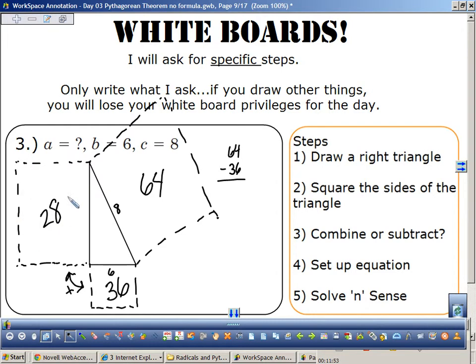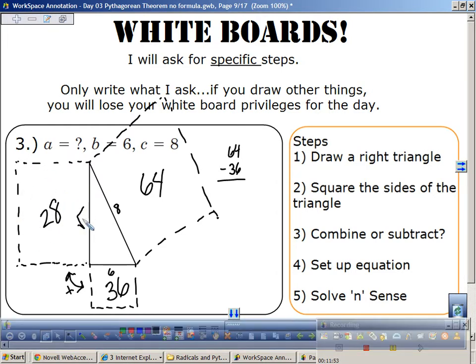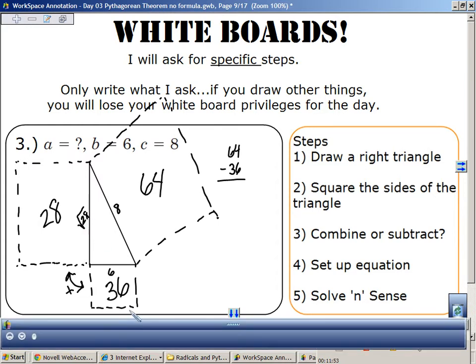So if the area of this square is 28, what's the side of the square? Root 28. It's not 28, it's root 28. Alright.